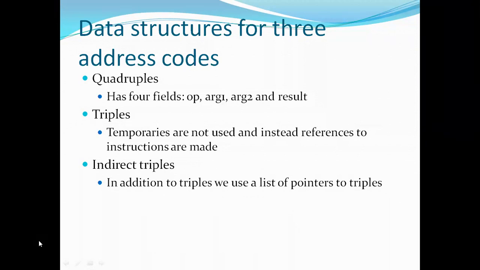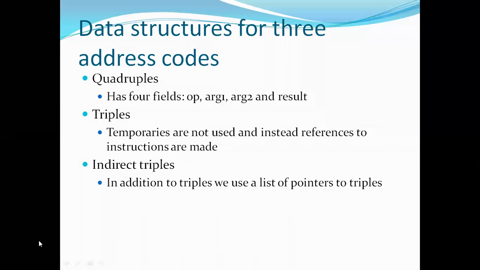You need to explain quadruple, triple, and indirect triple with examples, just by taking an example statement. If it is given in the question, take that expression and write down the translation statements, and then draw the tables for the quadruples, draw the tables for the triple, and finally for the indirect triple. That's the way of writing the answer for the given question. And how the implementation takes place: what is a quadruple, what is a triple, and what is an indirect triple.